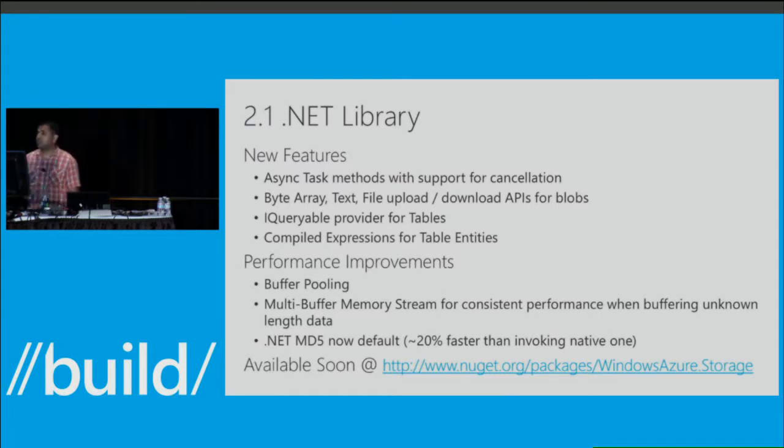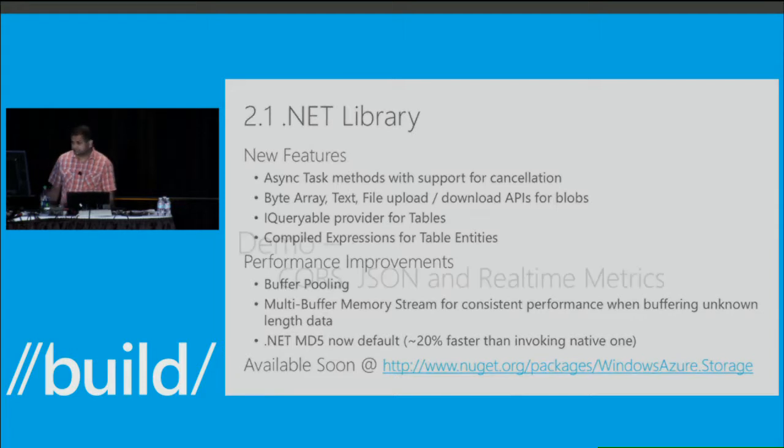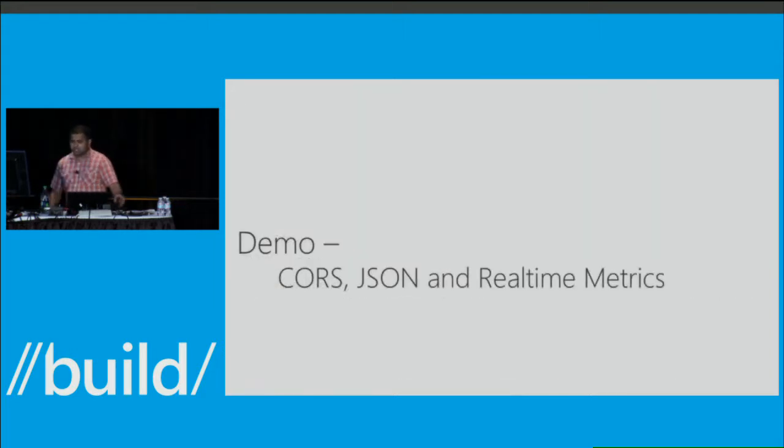In addition, we've done a lot of performance improvements. We've introduced buffer pooling. There's a multi-buffer memory stream, because .NET memory streams have certain overheads when you use async methods on them. And so we've introduced a multi-buffer memory stream for that purpose. In addition, the .NET MD5 calculation is turned on by default rather than using the native one, just because it's more performant. And this library should be available via NuGet sometime next week. So let's go to a demo on the new features.